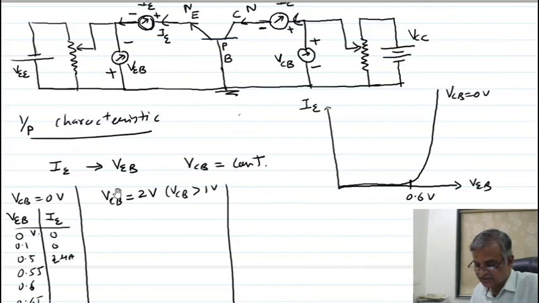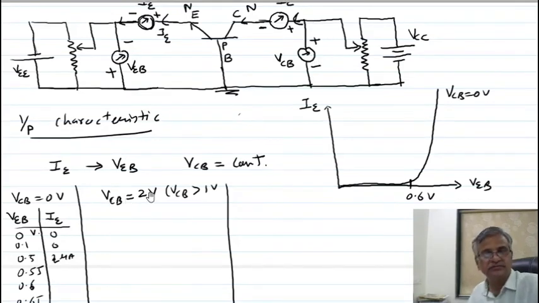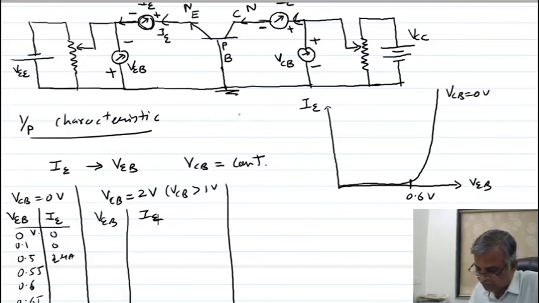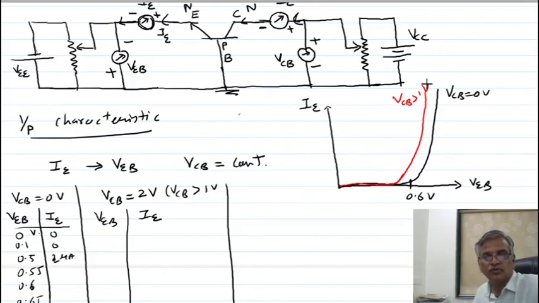Second set, keep VCB equal to 2 volt, or greater than 1 volt. Vary this VEB in a suitable step and note down the corresponding value of the emitter current. Again you plot the graph. I am plotting the graph for VCB greater than 1 volt or 2 volt.